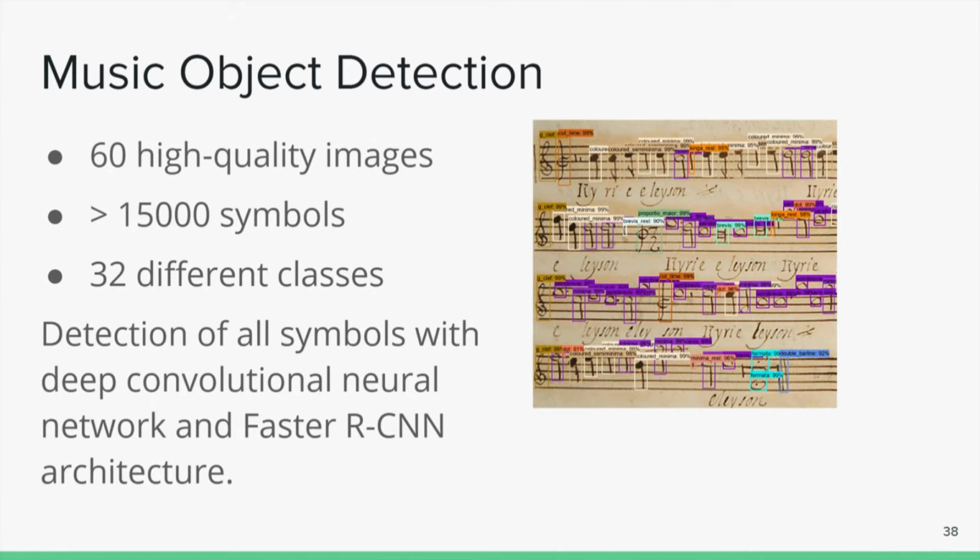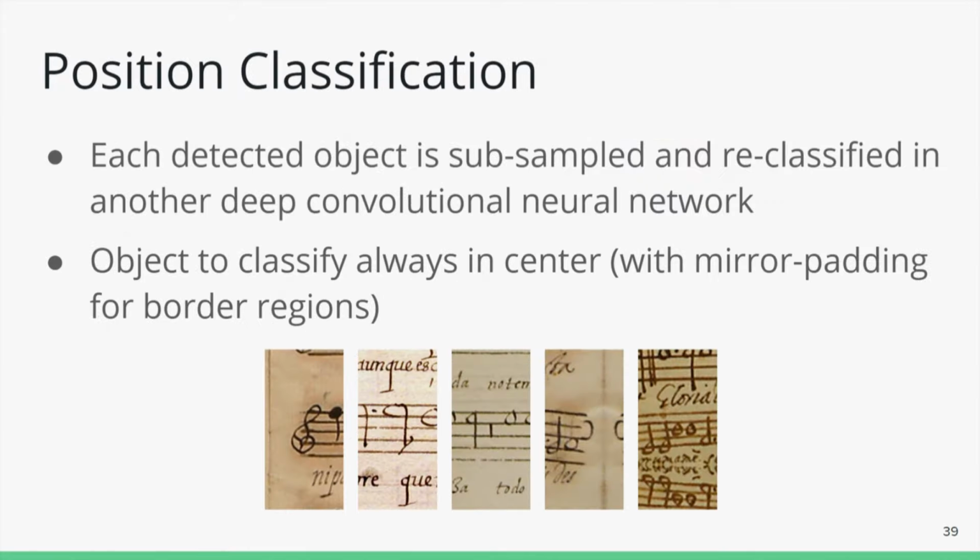Again, we detected all of the symbols with a deep convolutional neural network and a Faster R-CNN detector, similar to the object detectors that you saw before. The really cool new thing here was the position classification, which is inspired by the way humans actually figure out the vertical position. They don't look to the very left and then count the pixels to the middle to figure it out, which computers sometimes do. But just take a look at the surrounding area.